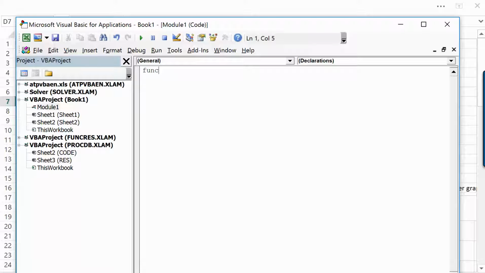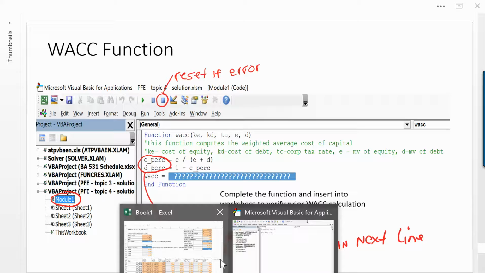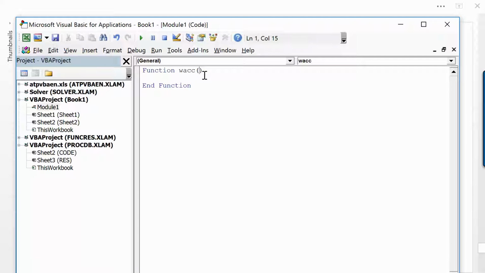And to start a function, you write the word function. And we're going to create a function called WACC. Notice when you hit enter, the words End Function show up. You've got some space to put in parameters. So we're going to create a WACC where our parameters are KE, KD, corporate tax rate, E and D. Those are called parameters or inputs.